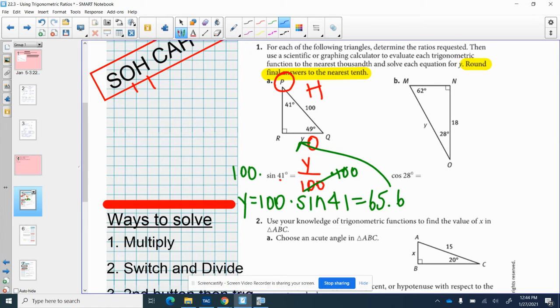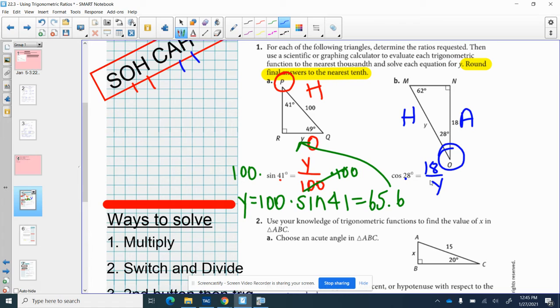In the second example, they're using cosine, and they're talking about the 28-degree angle, which is angle O. And this time, we are looking for the hypotenuse, and we have the adjacent side. So that's why we're using cosine, because it goes back to SOHCAHTOA. We have the adjacent, and we're looking for the hypotenuse, so the opposite side isn't involved. That's why it's cosine. So again, adjacent over hypotenuse is how we're going to solve this.